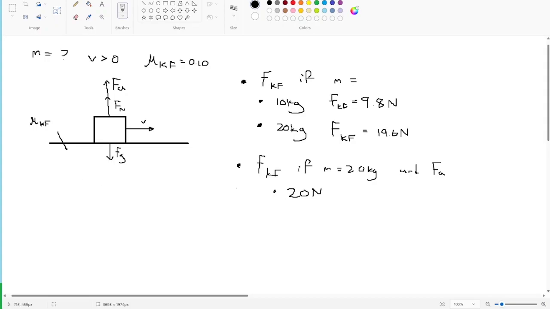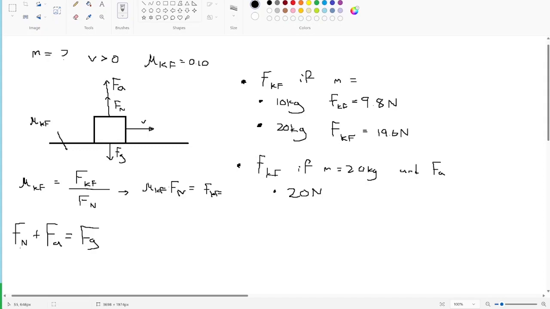Okay, so how would we approach this? We know that the coefficient of kinetic friction is going to be equal to the force of static friction. No, not force of static friction. Force of kinetic friction over the force normal. Manipulate this and we get mu_k times force normal is going to be equal to force of kinetic friction. Well, what is force normal equal to? In this case, let's write down this equation. This force normal plus force applied is equal to the force of gravity. Force normal plus the force that we apply is equal to the force of gravity.